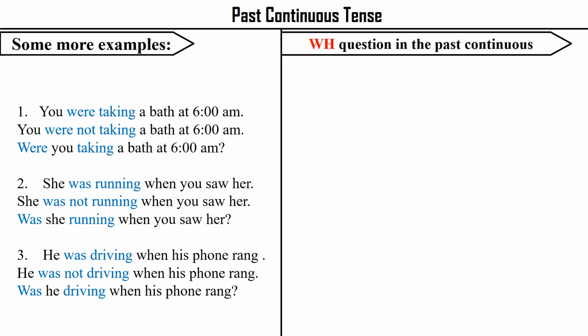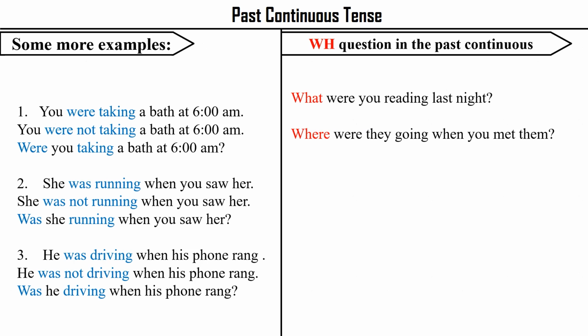WH questions in the past continuous tense. How to use WH words in the past continuous tense. WH words come at the beginning of the sentence. For example, what were you reading last night? What comes at the beginning of the sentence? What is the WH question? Or where were they going when you met them?